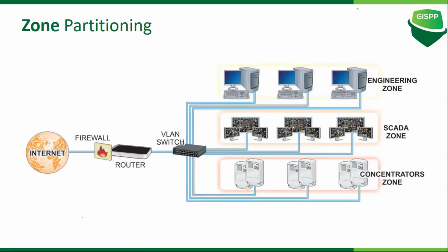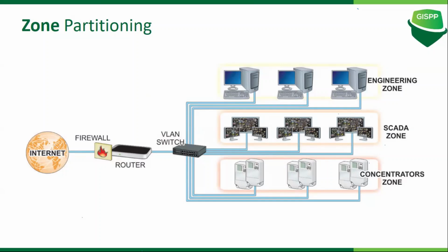Similarly, in ICS implementation, we have zoning as well. We introduce a VLAN switch. That VLAN switch will segregate the SCADA zone. It will segregate the concentrators. The concentrators are the PLC devices that are receiving data from the SCADA. It will go to the VLAN switch and it will say, okay, go towards there.